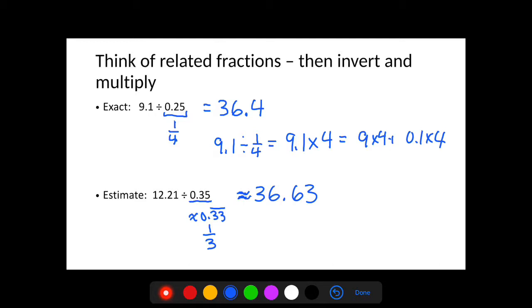And so I have an approximate value for 12 and 21 hundredths divided by 35 hundredths. If I check this on my calculator, I can see that the answer comes out to be in the ballpark, right? That wasn't too far off, 34.8 and some more decimals there.